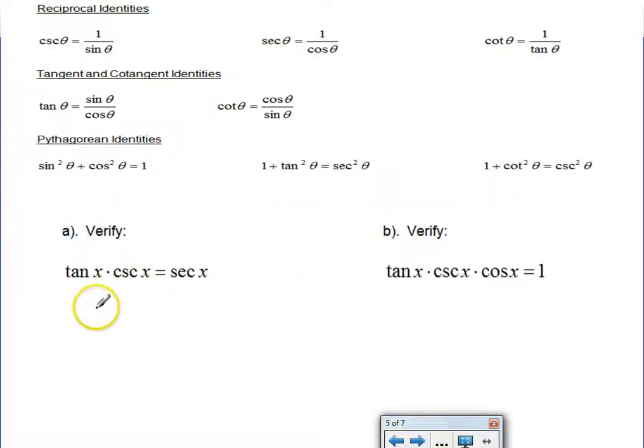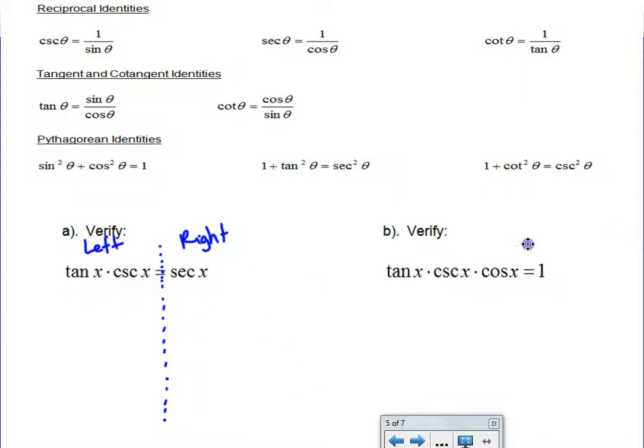Letter A, we're going to verify that tangent x times cosecant x is the same thing as secant x. So what I like to do is I draw a line through my equal sign. This is the left. This is the right. And remember the rule? Never touch the right-hand side. What that means is you don't trade anything for the right-hand side. What do you think the very last line of my identity is going to look like? Secant x equals secant x. Okay, a little weird. Okay, let's start on the left-hand side.